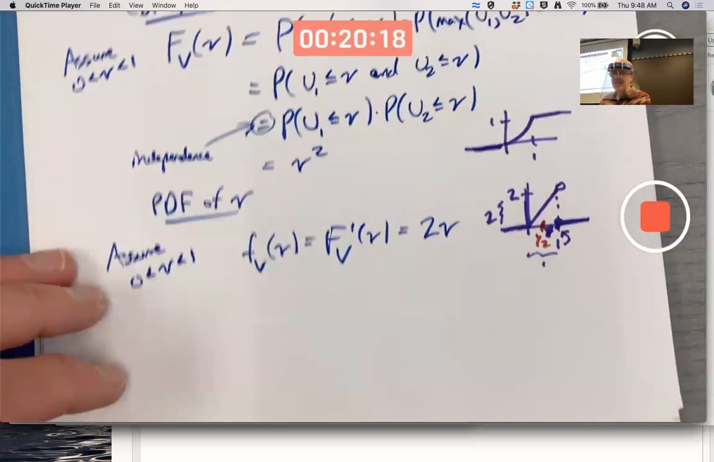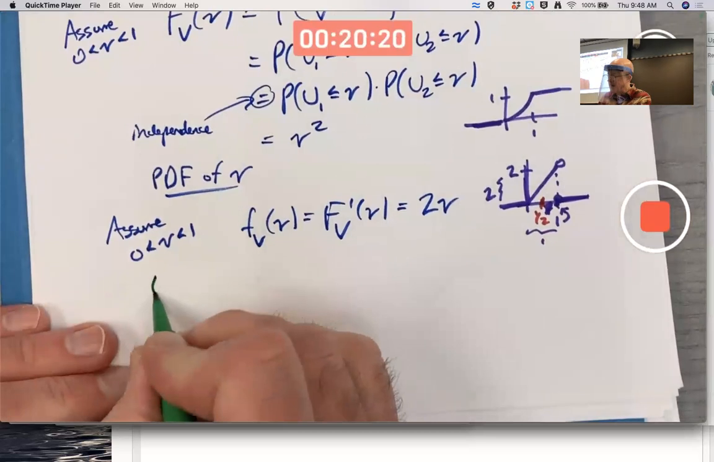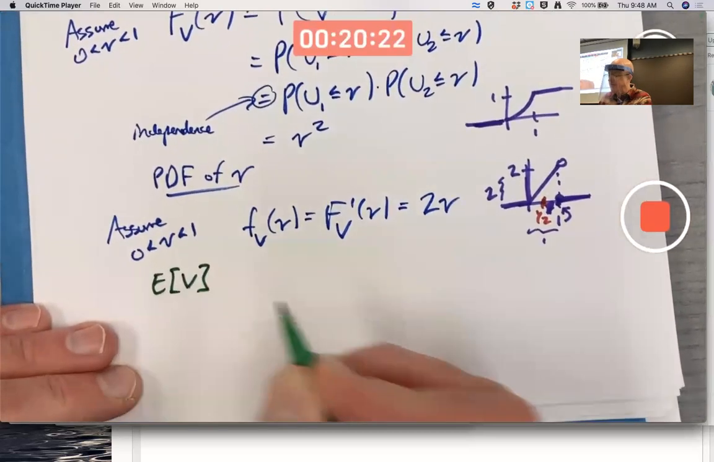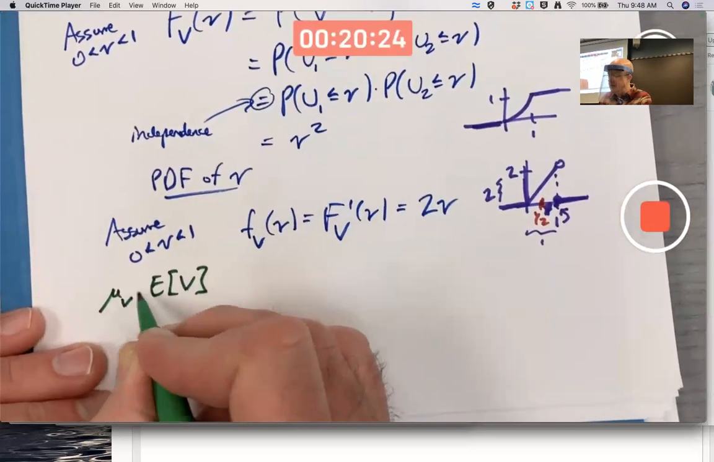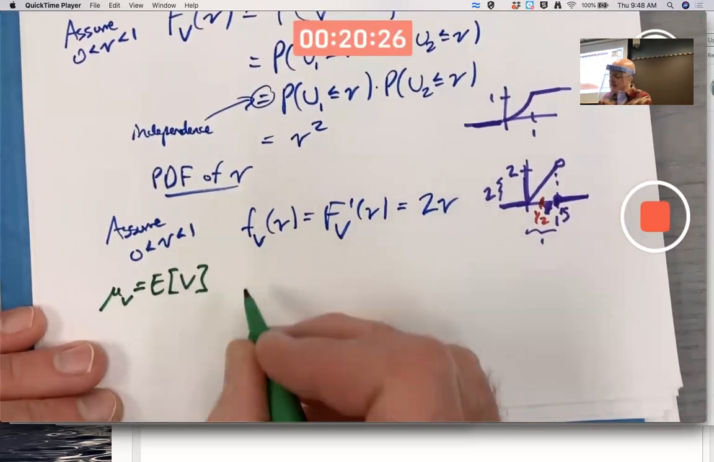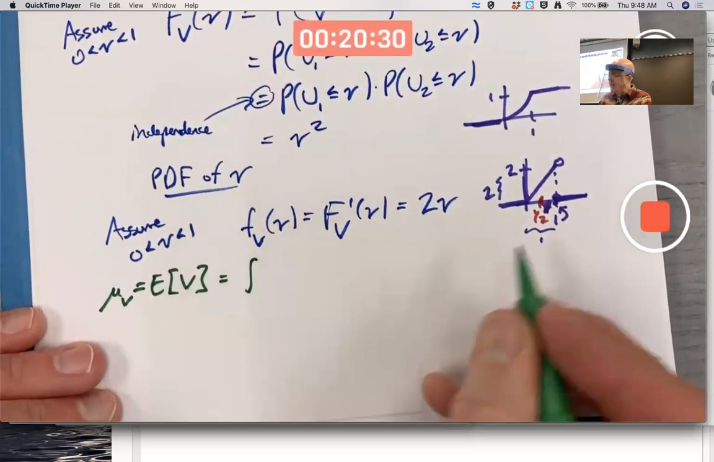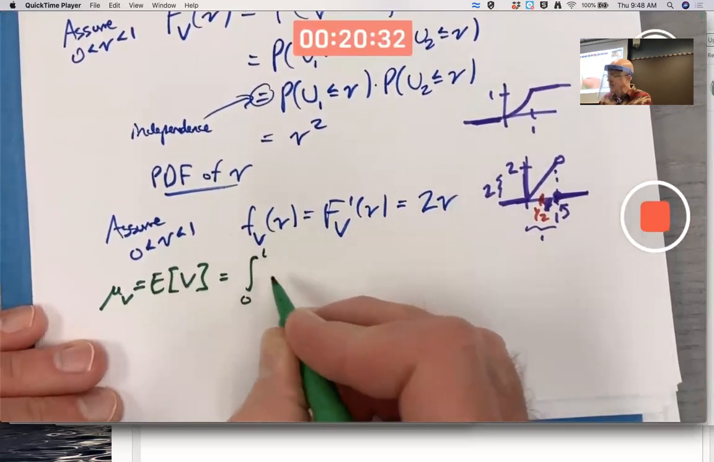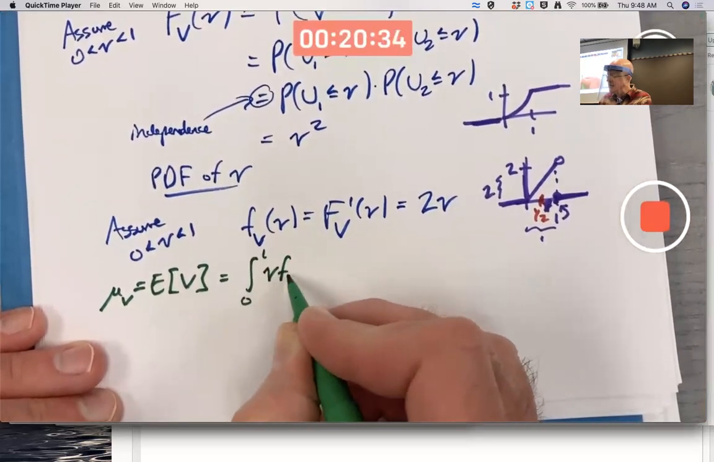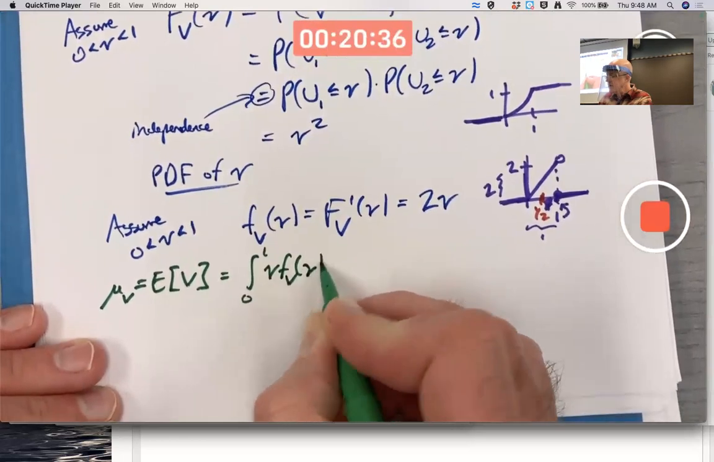What would the mean be? What's the expected value of V? Mu sub V, if you like. You've got to integrate V times the PDF over the domain where it's positive. Integral from 0 to 1 of V times little f sub V of V dV.